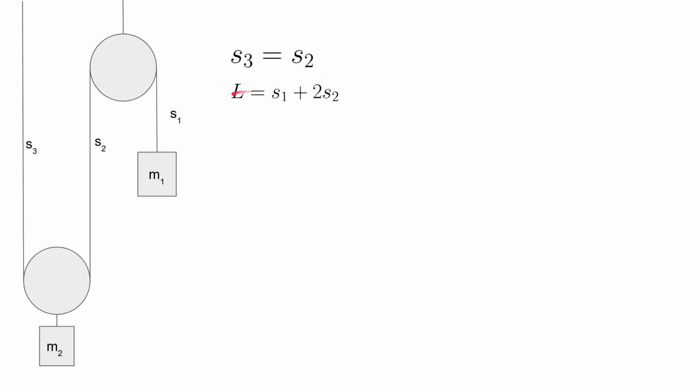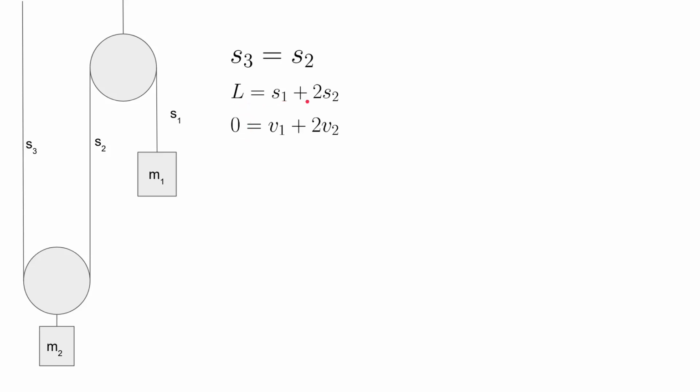So then we can say that the total length of rope is equal to S1 plus 2 times S2. Of course, disregarding any length of rope going around the pulleys themselves and the rope going from the top pulley up to the ceiling. And the reason we can disregard this is because what we really care about is what happens when we differentiate this. We get that V1, which is the rate of change of the length of rope from the top pulley down to the mass 1, plus 2 times V2, which is the rate of change of the length of rope from the top pulley down to the bottom pulley, is equal to 0.